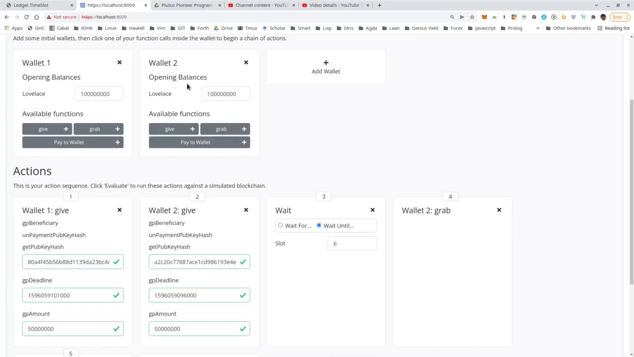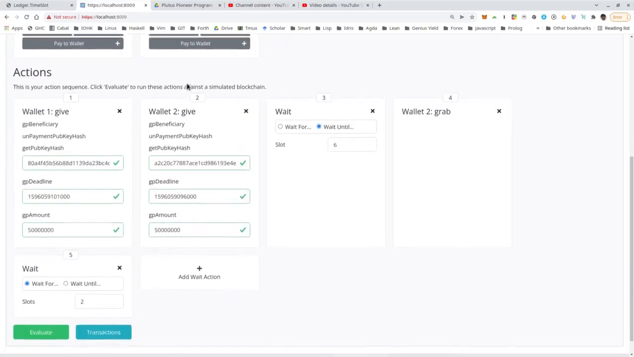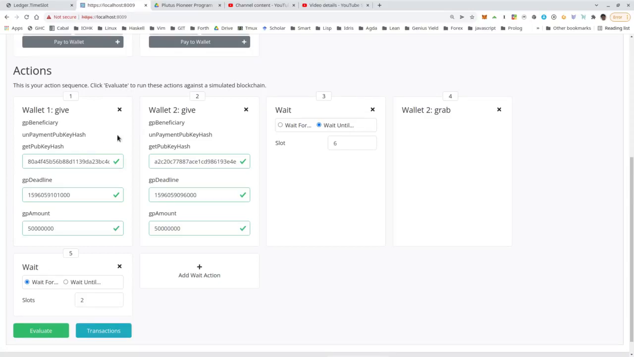This time I only need 2 wallets. So I start by doing 2 gives right at the beginning. No need to wait in between. A gift from wallet 1 to wallet 2 and a gift from wallet 2 to wallet 1. So the beneficiary in this first gift from wallet 1, this is the payment pub key hash of wallet 2. I looked that up the same way as I explained earlier. And in the second gift by wallet 2, this is the payment pub key hash of wallet 1.